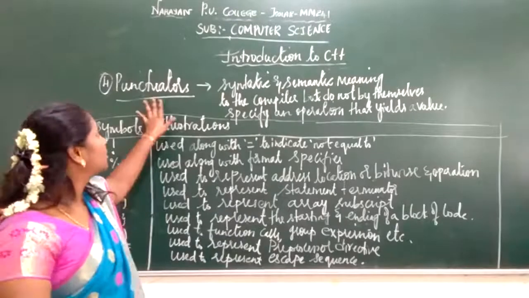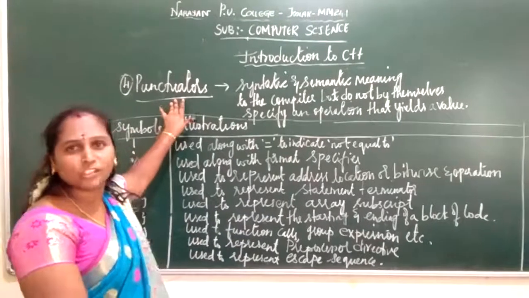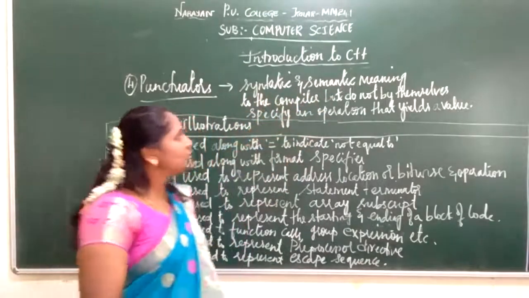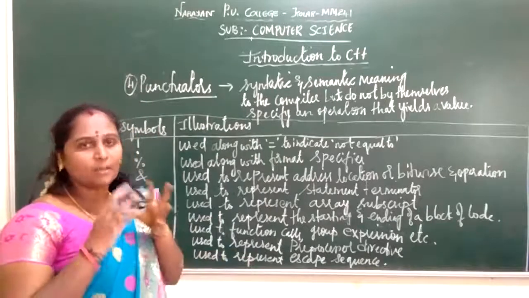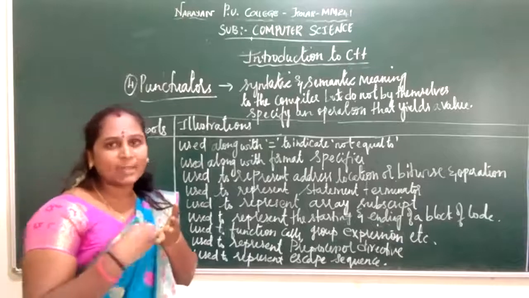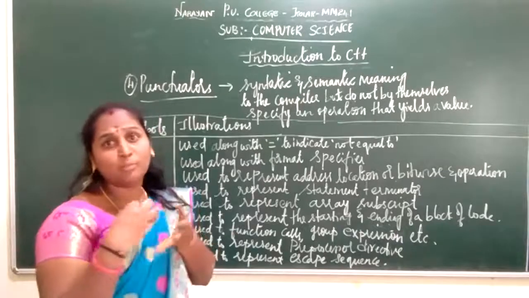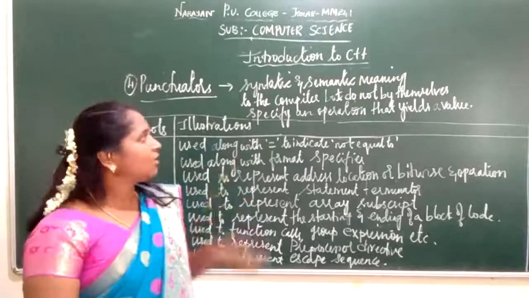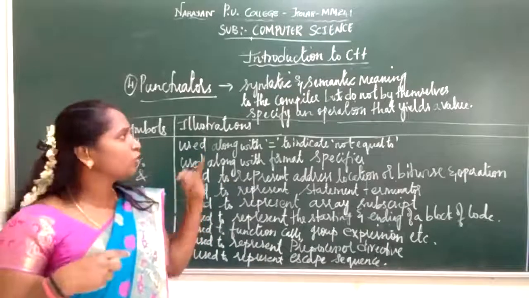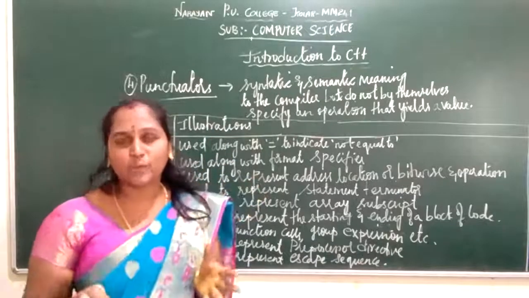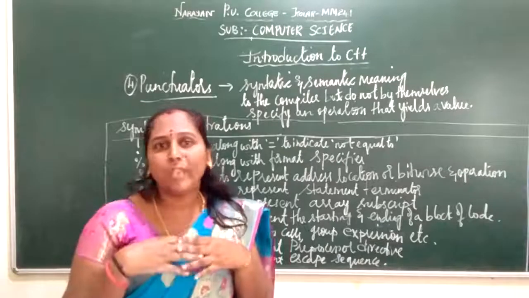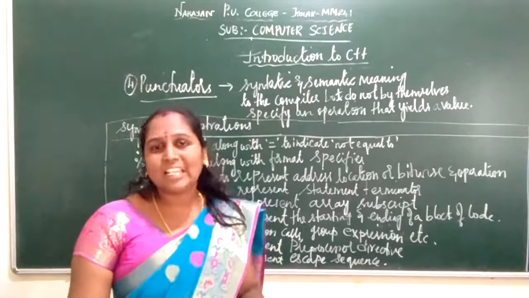So students, the fourth token under C++ is the punctuator. What is a punctuator? It has a syntactic and semantic meaning to the compiler. A punctuator is a token which has a syntax, a certain set of rules as well as vocabulary meaning. The compiler itself does not perform any operation on the punctuator to yield other values. That is your punctuator.